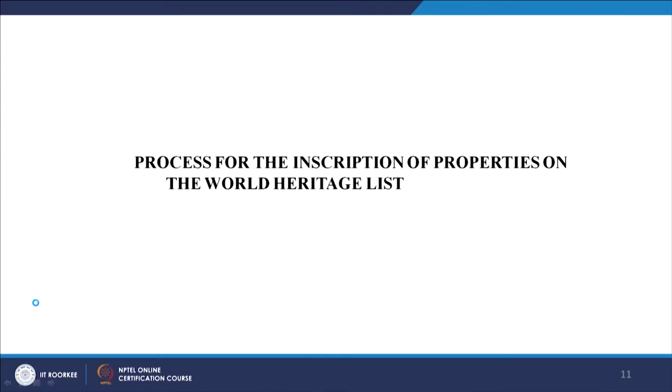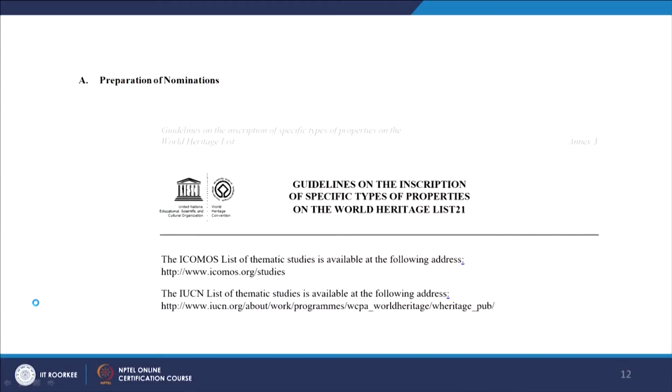So I'll just briefly give you an overview of how this process of the inscription of properties in the World Heritage List works. This is completely based on the operational guidelines report. The first thing, if we look at it, is the preparation of nominations. At the end of the report, we have certain annexures, which I'll just briefly show you. These are certain guidelines. We have Annex 3, basically the guidelines on the inscription of specific types of properties on the World Heritage List.